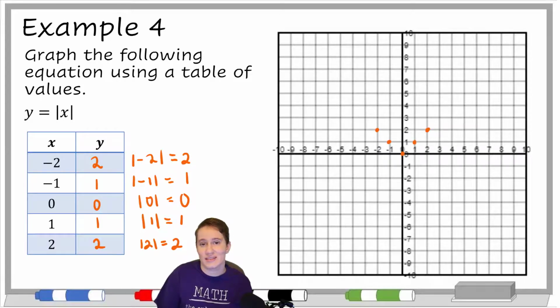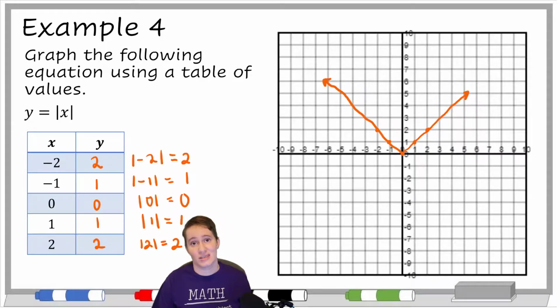Now, this isn't exactly a straight line, but it's kind of like a straight line that was broken in the middle, because what's happening is really similar to what we got on the first one. But instead of it continuing down and to the left, because we don't get any negative answers, we end up going up and to the left. So this actually looks like a V. So this is one of the only other cases where we would connect our dots as a straight line instead of a curve. So that is an absolute value graph.